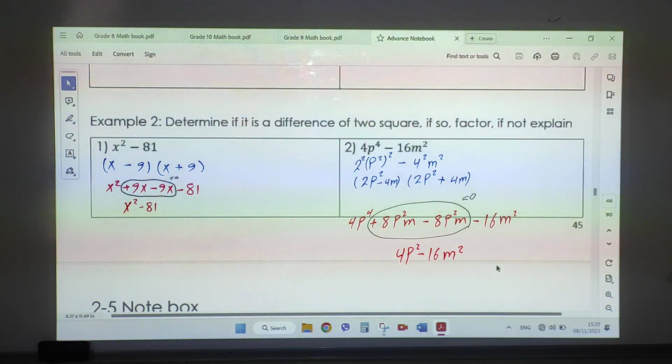It means our answer is correct, and that's all about the two identities that we have: perfect trinomial and difference of two squares.